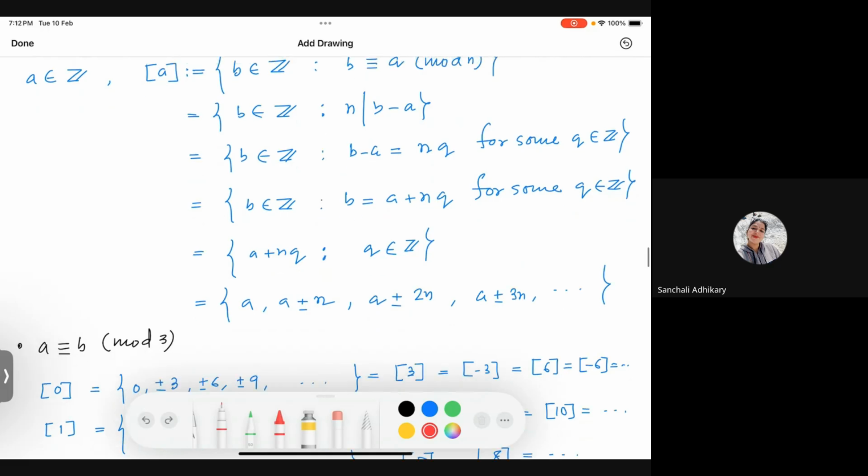It means this set: A, A plus N, A minus N, and so on. See, A plus N into 0: you can take Q equals 0. Now you can take Q equals 1, Q equals minus 1, Q equals 2, Q equals minus 2. So I have written this.